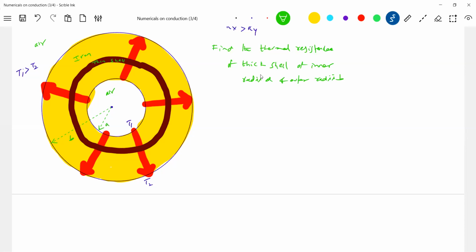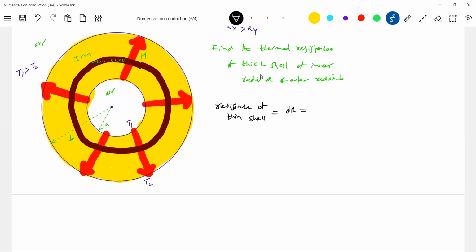Okay, fine. So T1, the inner surface, is at higher temperature than the outer surface. The heat current will flow in this direction. What is first? The thin shell. So the resistance of the thin shell, dr. Anybody, can you tell me?